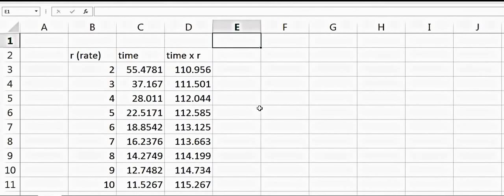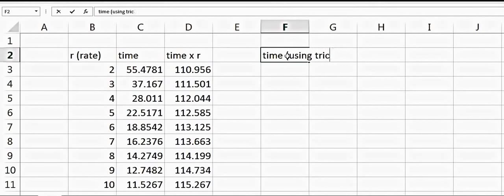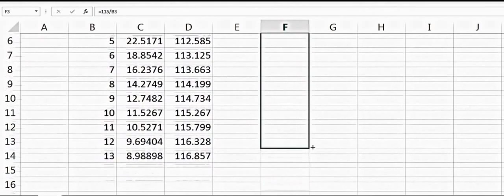You can also do it with 114, but somehow this trick got the name of 115. So let's see, if we use the trick, what should be the time. The time using the trick would be like this. We have 115 divided by rate, so that's 57.5 years. If you keep extending it, it's like this.